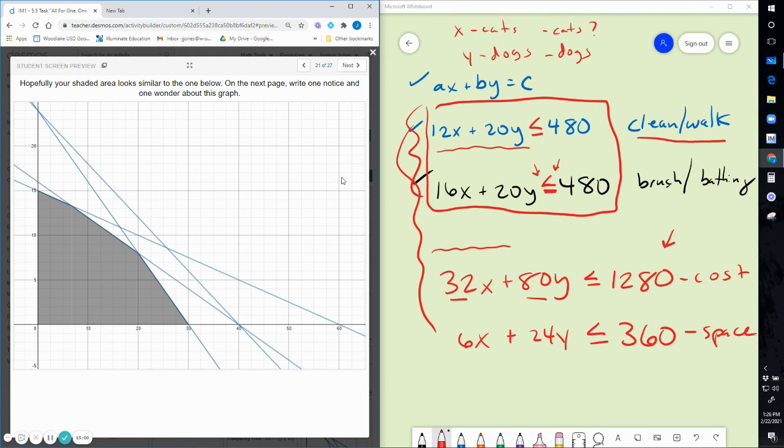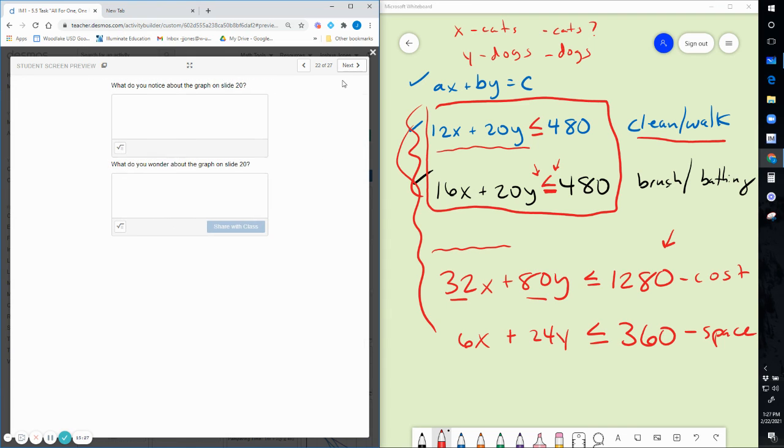All right, check it out. This is what it should look like. This is the ultimate shaded region that's below all the lines at the same time, right? So it doesn't matter how many lines you have. If we pick a cat and dog combination within this shaded region, that will work with our cleaning walk-in schedule, our brushing and bathing schedule, our cost, and our space. We've just started a business, and we could actually still pick 10 cats and 10 dogs. In fact, we might want to pick a couple more because then we can get closer to maximum profit.